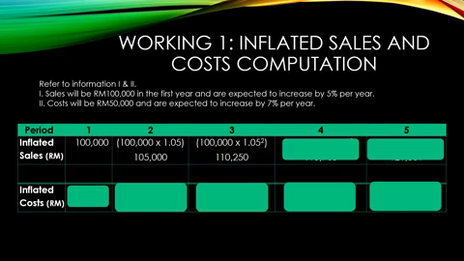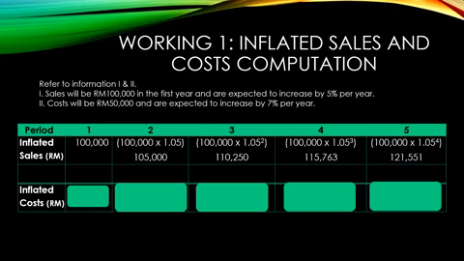In year 3, 100,000 ringgit you multiply with 1.05 power of 2, you will get 110,250 ringgit. In year 4, 100,000 ringgit you multiply with 1.05 power of 3, you will get 115,763. And in year 5, 100,000 ringgit multiply with 1.05 power of 4, you will get 121,551. As for inflated costs, the cost will be 50,000 ringgit and are expected to increase by 7% per year.